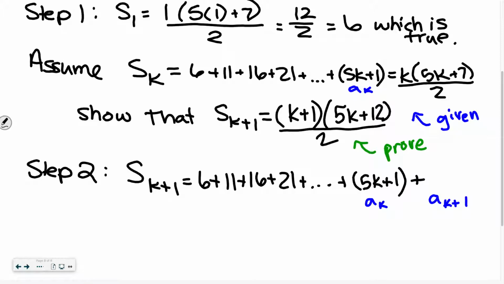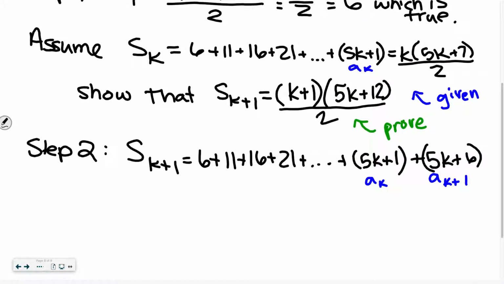To get a sub k plus 1, use this a sub k rule. 5k plus 1. Put in a k plus 1. 5k plus 5. Plus 1 is 5k plus 6. So it's saying first term plus second term plus third term plus all terms in between plus the k term plus the k plus 1 term. That would be the sum of k plus 1 terms. I don't know what k and k plus 1 are, right? Could be 5th term and 6th term, 10th term and 11th term, 200 and 201. Okay, it doesn't matter.